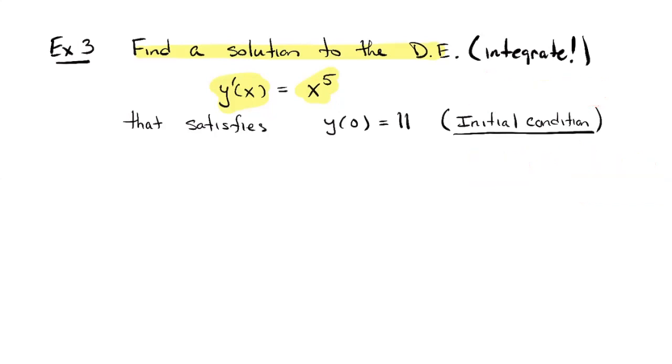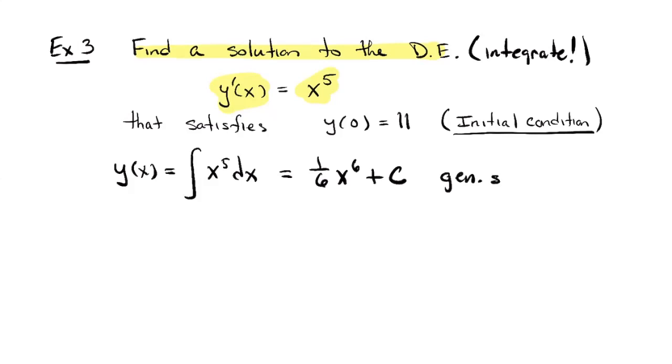So look here, we can do it. If y prime is x to the fifth, then the unknown function that we're looking at is the integral of x to the fifth with respect to x. Well, the integral of x to the fifth with respect to x is 1/6 x to the sixth, and then plus our constant. So this is our general solution. The general solution to that thing is that y of x is 1/6 x to the sixth plus c.